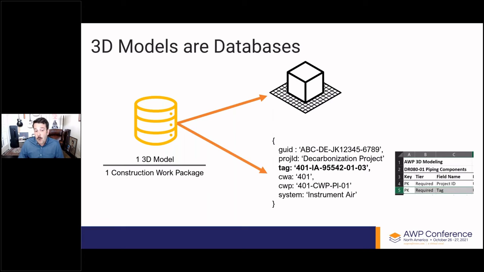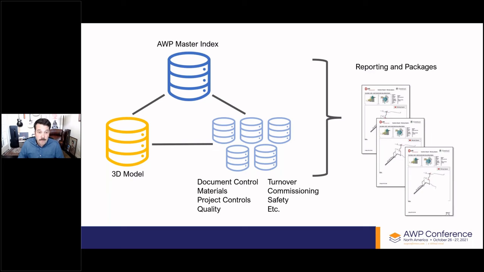But like other databases, 3D models also contain data, and so this is where data requirements, like the AWP data requirements, can come into play. At a minimum, if you intend on using this 3D model to do different things, you really need a way to connect it to other data sources, and that's typically a tag. Here I've taken a screenshot from the AWP data requirement showing that, from a piping component perspective in a 3D model, that tag is your primary key. That enables you to associate your 3D model with the rest of the project data that may be managed elsewhere.